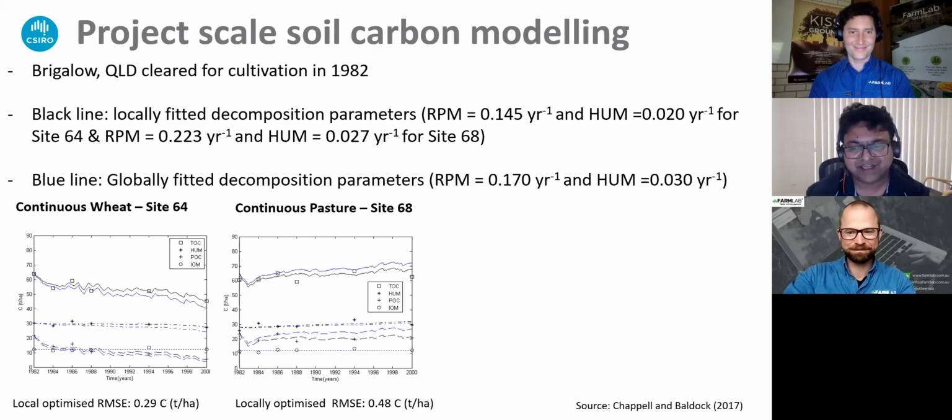Now, this example is running the Rothamsted carbon model for the famous Brigalow site that we always use for our testing. And this calibration is done using optimization algorithms.